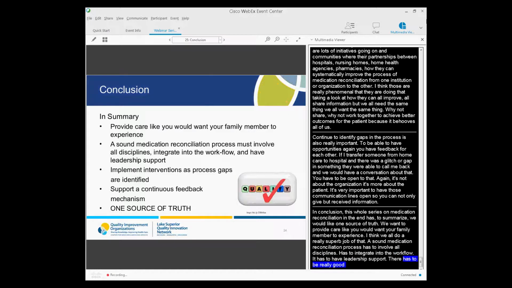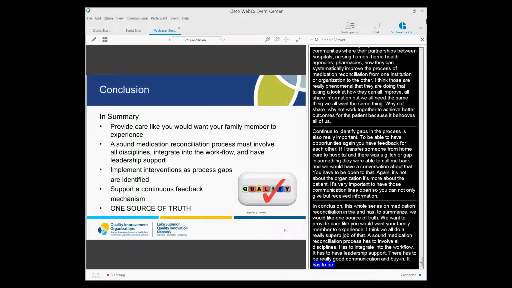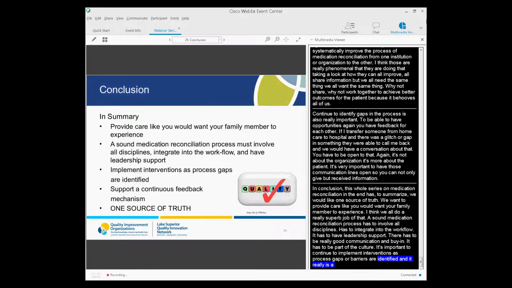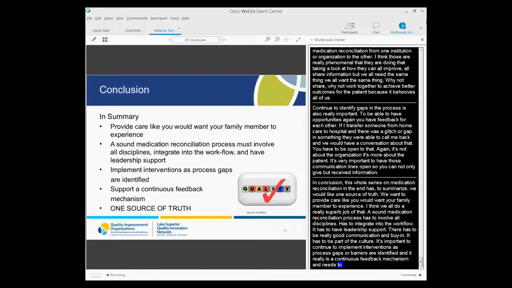It's important to continue to implement interventions as process gaps or barriers are identified, and it really is a continuous feedback mechanism that needs to continue to be supported once it's rolled out, and then, as I indicated earlier, through infinity or until something changes and you need to go back and change that process.